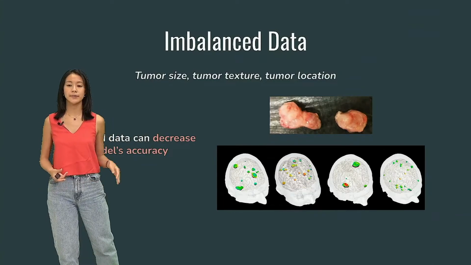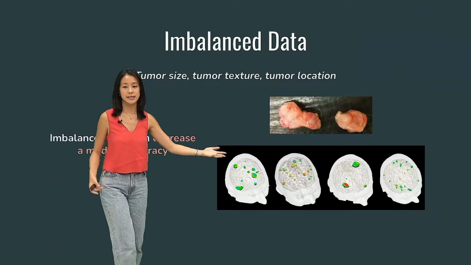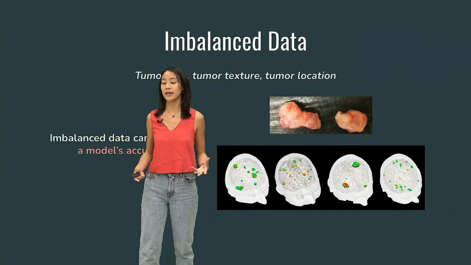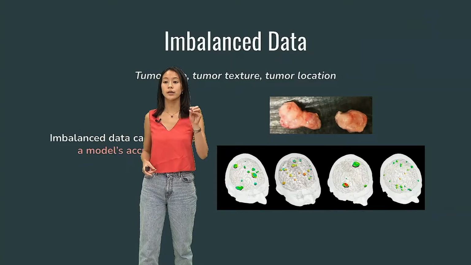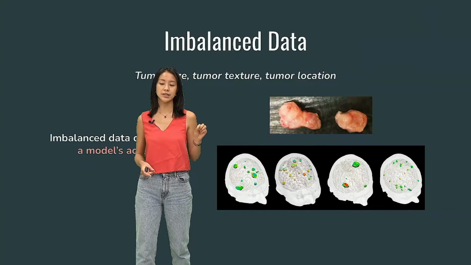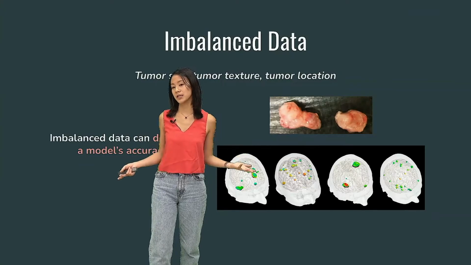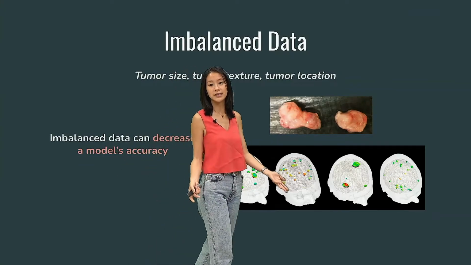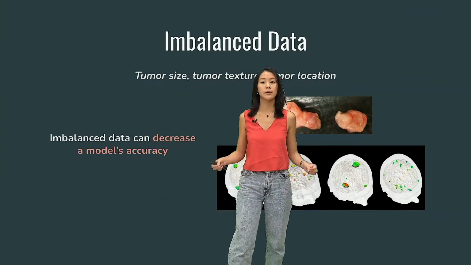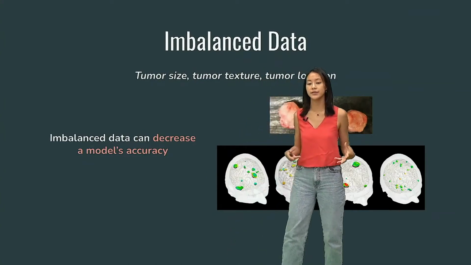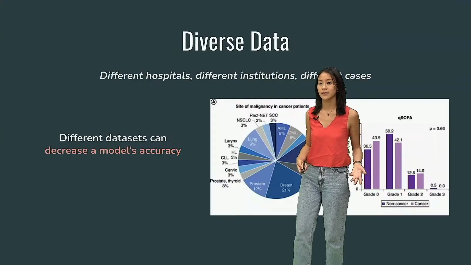Because a model that might be trained on patient 3 is going to give us a different accuracy if it's trained on patient 4. Because it is very likely that it may treat all these very, very small dots that you actually see in these images as just background noise, or just structures that they see, rather than actual small tumors. So as a result, this imbalanced data can decrease a model's accuracy.